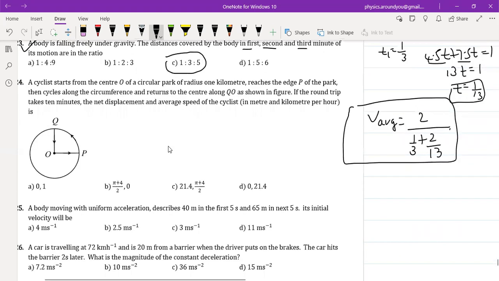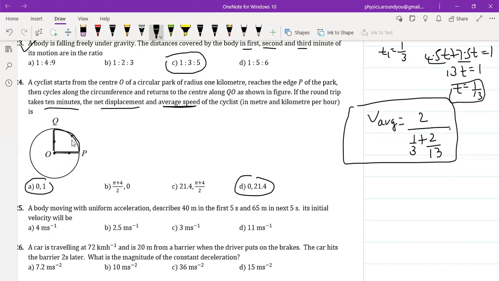Now question number 24. In question number 24, we have the net displacement and average speed. What is the net displacement of the cyclist? He comes back to the initial position, so net displacement should be 0. So either it is A or D. How do you find the average speed? Average speed is the total distance traveled divided by the total time. Total time is 10 minutes.